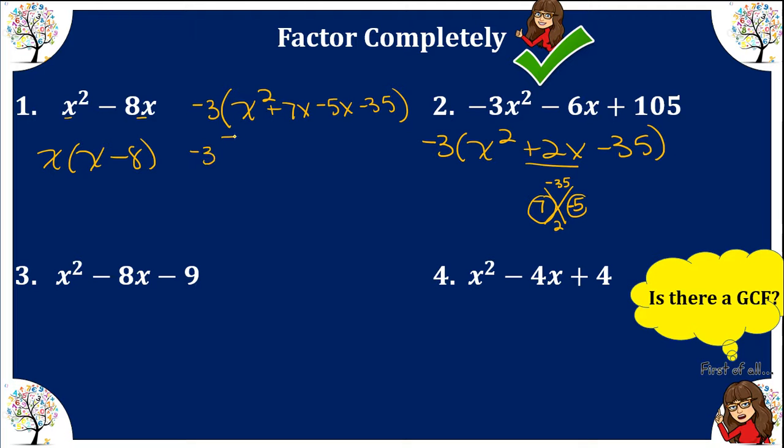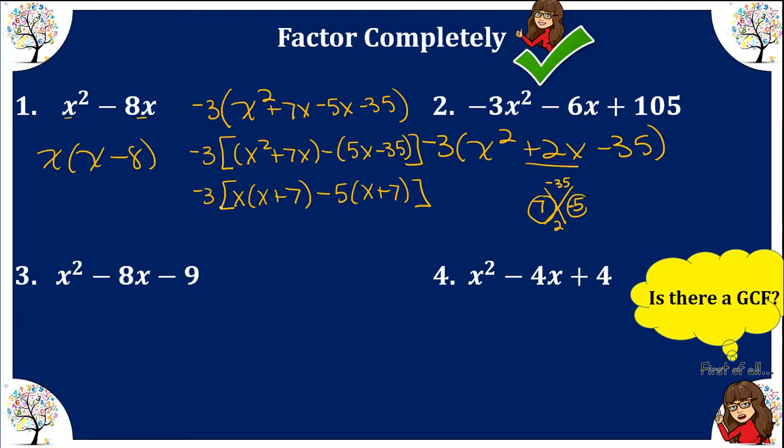We're going to group the first 2 terms and the last 2 terms. We're going to factor out the GCF. And I'm going to rewrite this. I have negative 3 is my GCF. We're going to write x minus 5 as one other factor. And the third factor is x plus 7.